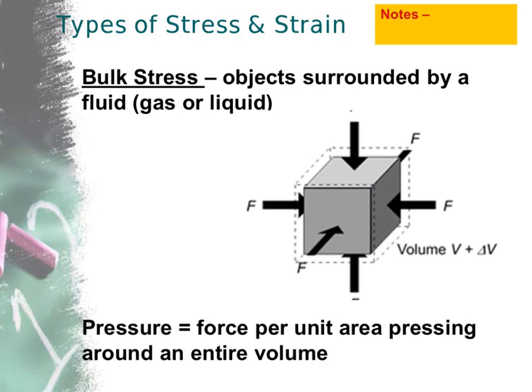This force is going to be exerted on every side of the material. You can think of this as like pressure in a gas or a liquid. That's exactly what it is. So really, when engineers talk about bulk stress, you can think of going back to chemistry and thinking about pressure. So pressure is really the force per unit area pressing around an entire volume.